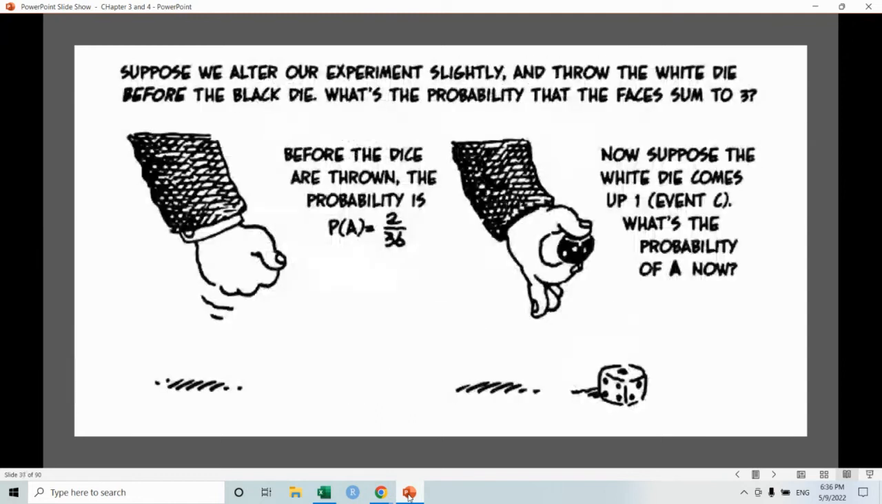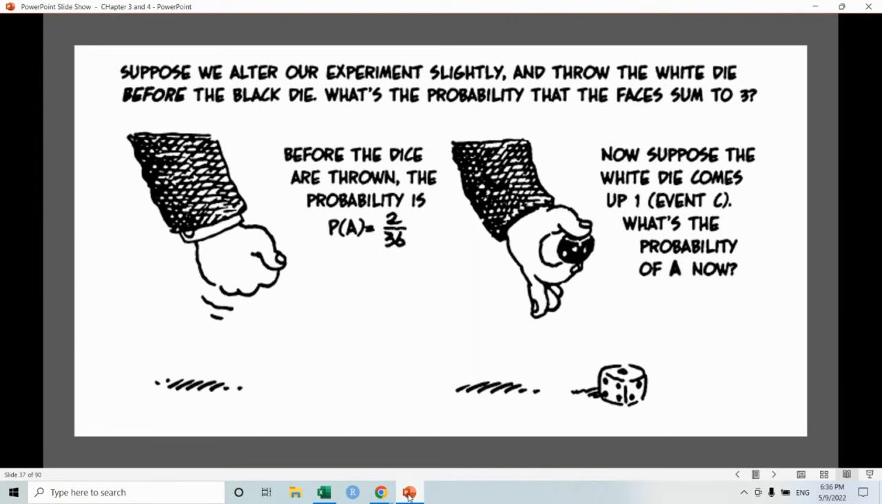So let's talk a little bit more. Suppose that we alter our experiment slightly and throw the white die before the black die. What's the probability that the faces sum to 3? Before the dice are thrown, the probability of A is equal to 2 out of 36. Now suppose the white die comes up 1, event C. What's the probability of it now?